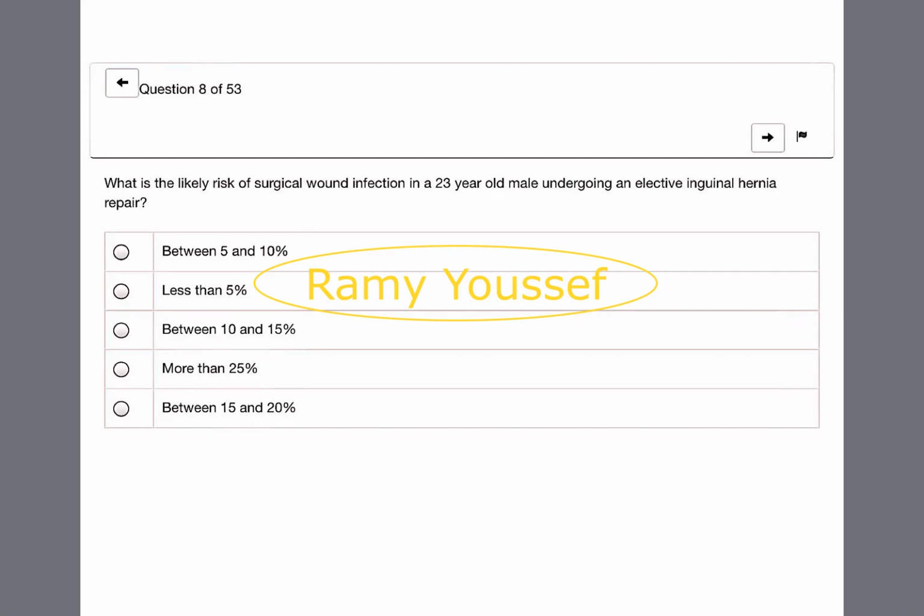This is what type of wound? It is a clean wound. Clean wound. Okay, we talked before about a clean contaminated wound. Yeah, it is less than 5%. We choose less than 5%. What do you expect for inguinal hernia? I think it is less than 5%.